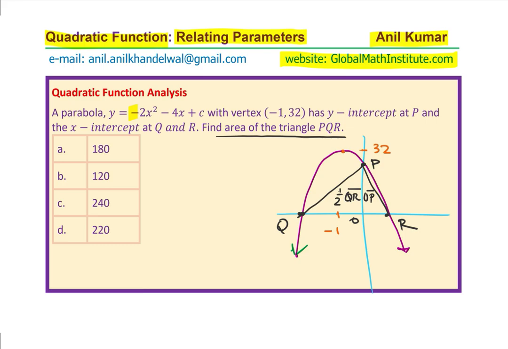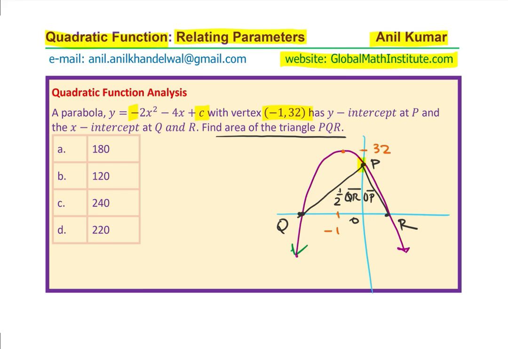Now, how do we find the intercepts? We are given the equation minus 2x squared minus 4x plus c. The value of c is not known to us. So we need to find the value of c, which you can do very easily using the vertex, right? So you can use the vertex and find the value of c. And the other one will be a very interesting case, which we are going to see soon, right?